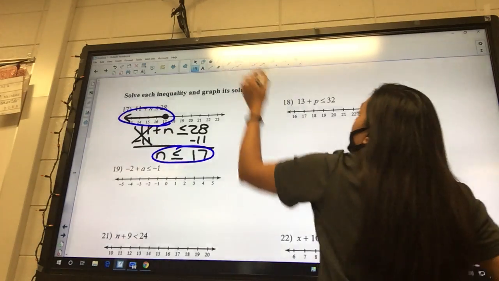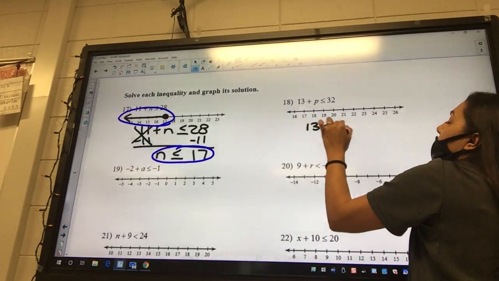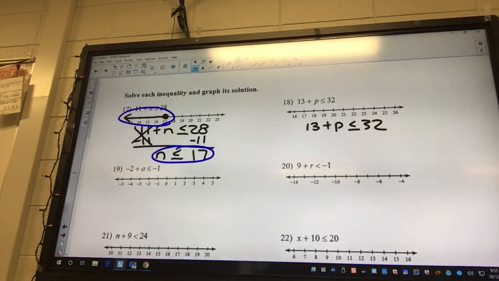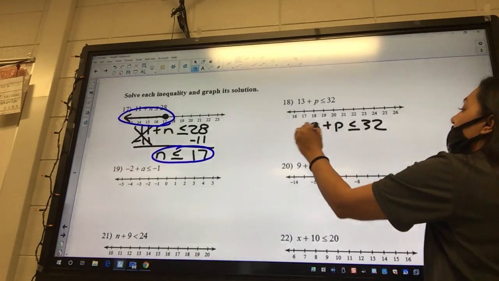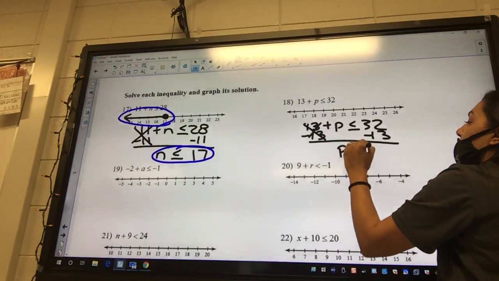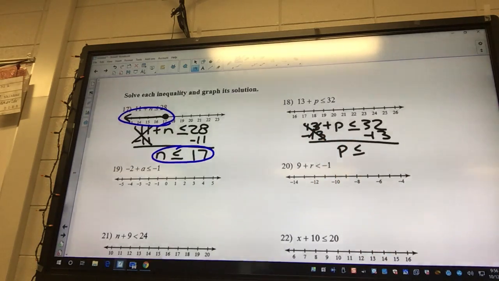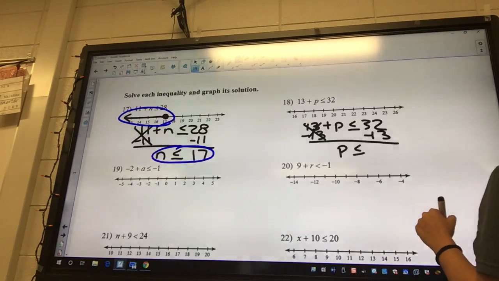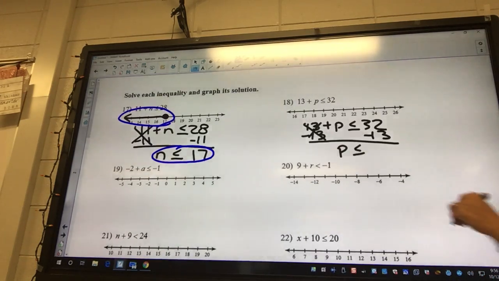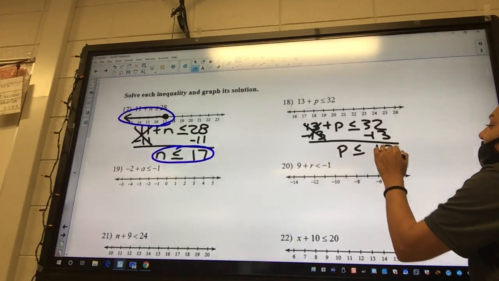Okay, 18. That's a lot of years. 13 plus P. Okay, what do we need to do first? Subtract 13 from both sides. 32 minus 13.